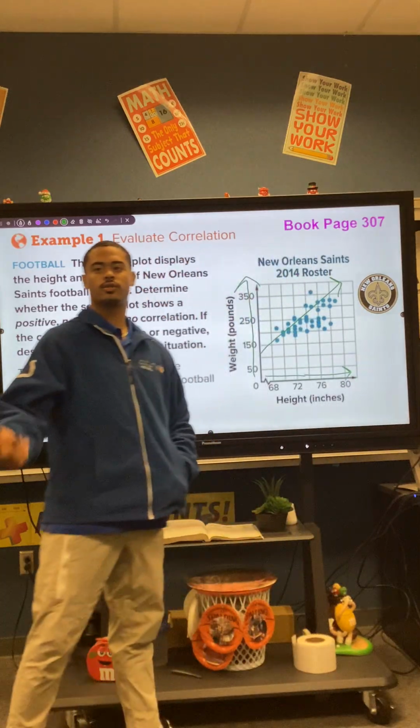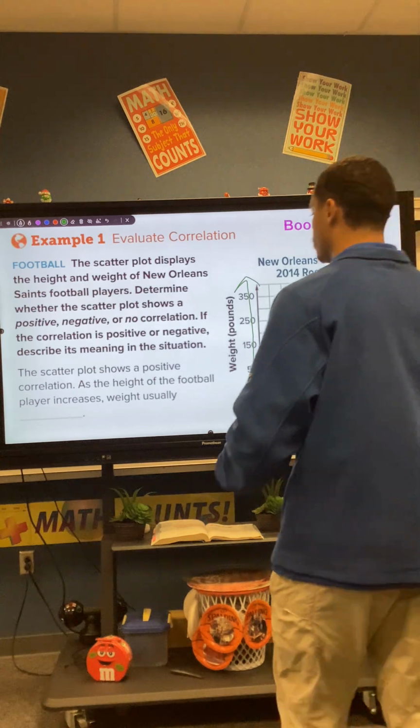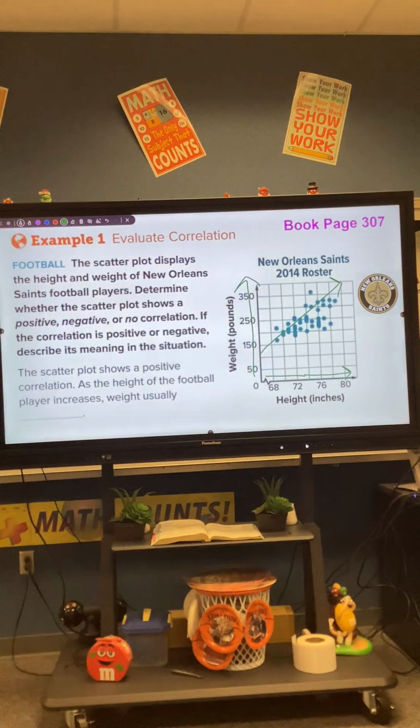Think about it in real life. Typically, people who are taller tend to weigh more. I'm not saying all the time, but you're really not gonna see somebody who's 5'2" and weighs 180 pounds. That's a little ridiculous. If I was 5'10" and weighed 300 pounds, that's a little ridiculous. But Shaq is 7 foot and he weighs about 300 pounds. So typically, the taller you are, the more you weigh, just because you have more mass. So this is a positive correlation.